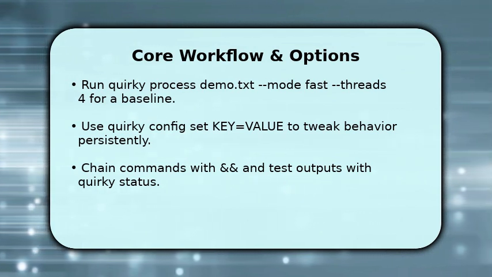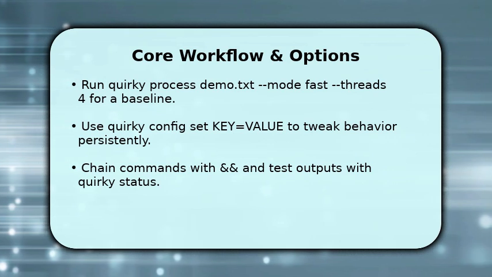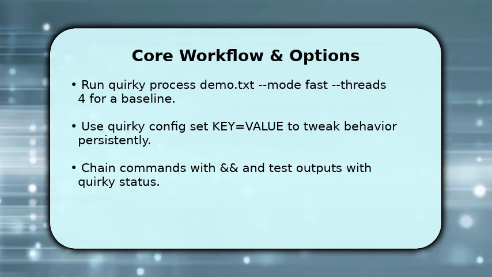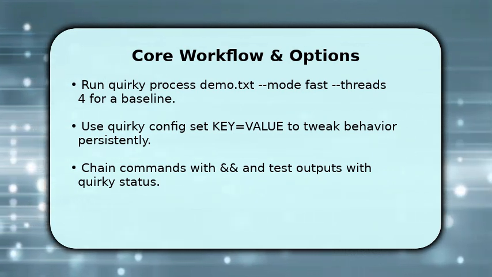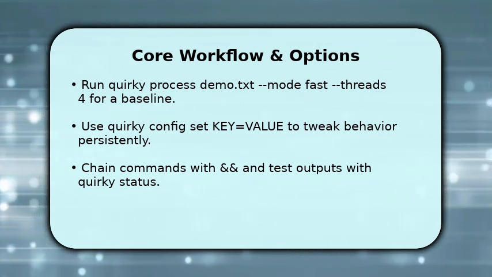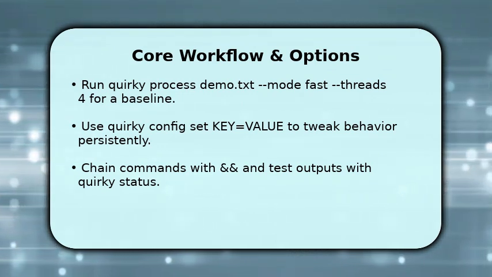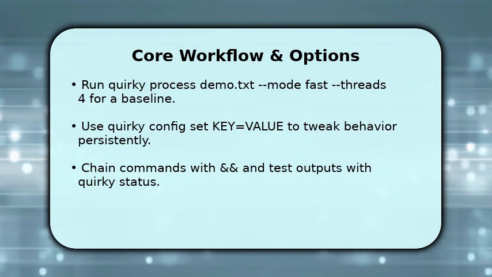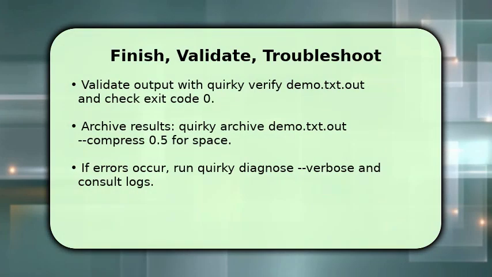This avoids repeating flags. When executing multi-step flows, chain with && so a failed step halts the chain. Check progress with Quirky status. If you need to adjust concurrency, change threads and rerun to compare performance numbers and error logs. You finish by validating results.